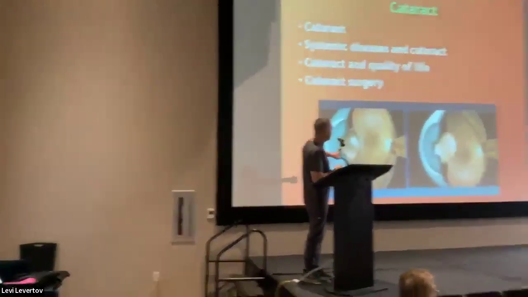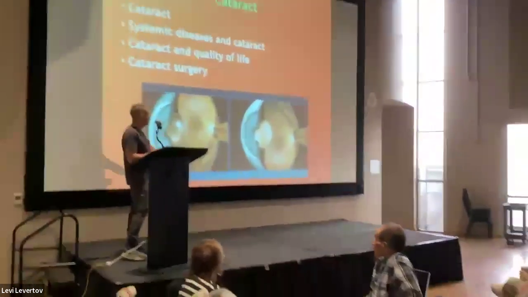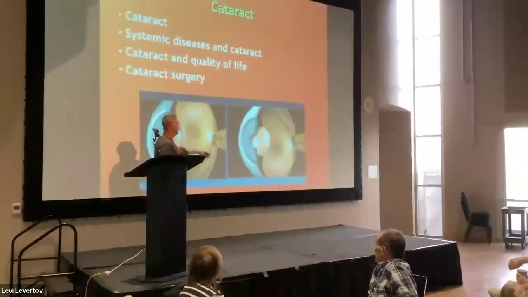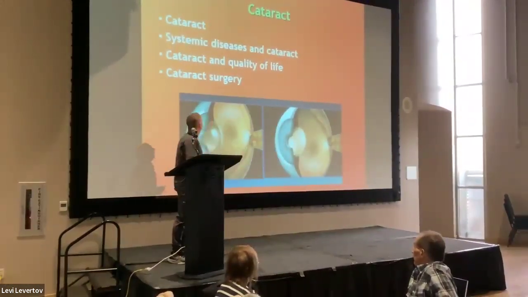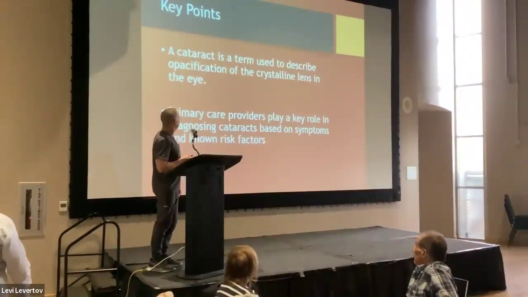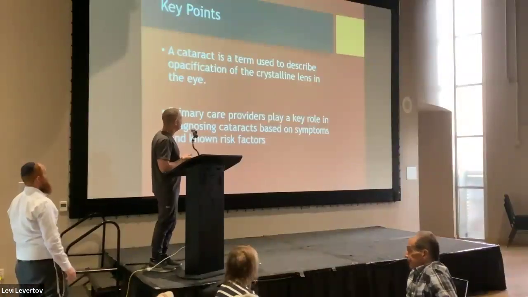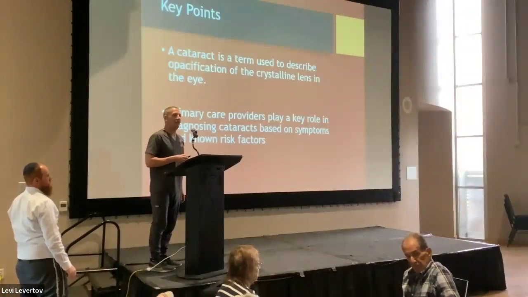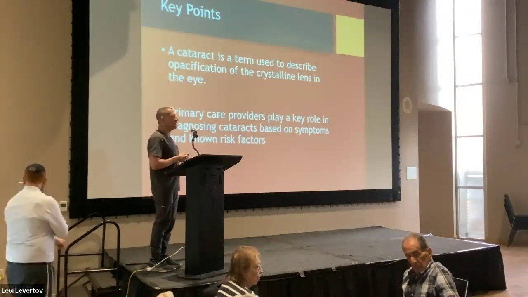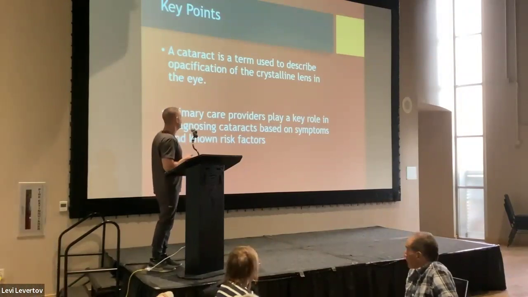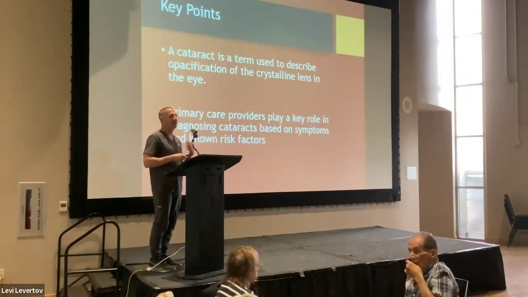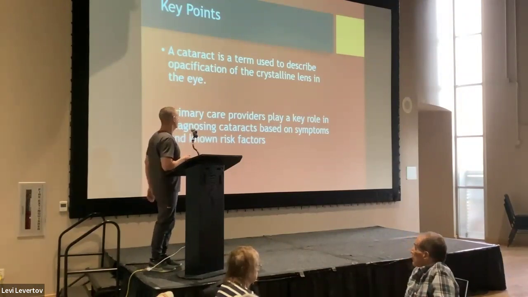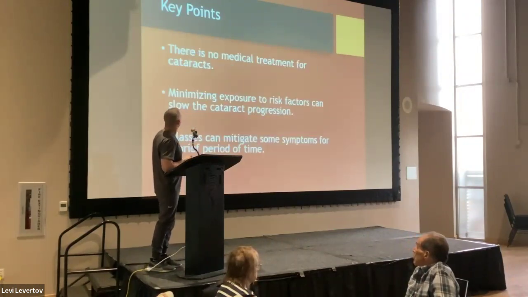And this is the eye here. And you can see this is a clear lens. When it becomes cloudier over here and opaque, it'll affect your vision. A cataract is a term used to describe the clouding of the crystalline lens in a human eye. And primary care providers, that means your family doctors and nurse practitioners, play a key role in diagnosing this because these are the professionals that will refer you to an ophthalmologist for cataract surgery.